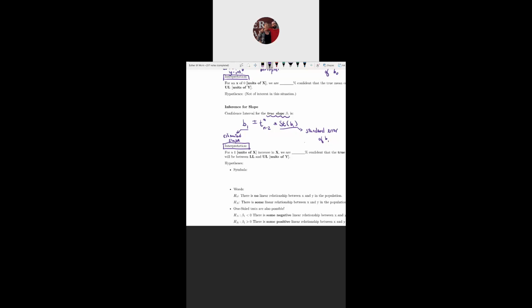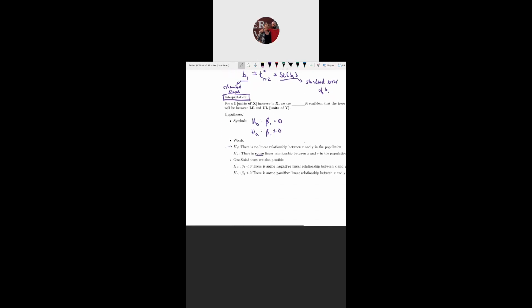Hypothesis testing, we can do a hypothesis test for slope, and that is meaningful to us. So in notation, we would write that as the null hypothesis is that beta 1 is equal to 0. In words down here, we'd say that there's no linear relationship between x and y in the population. The alternative is going to be that beta 1 is not equal to 0, or that there is some relationship.